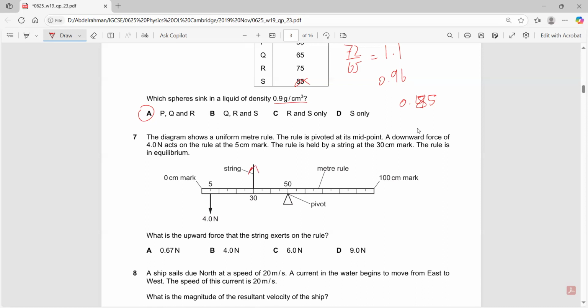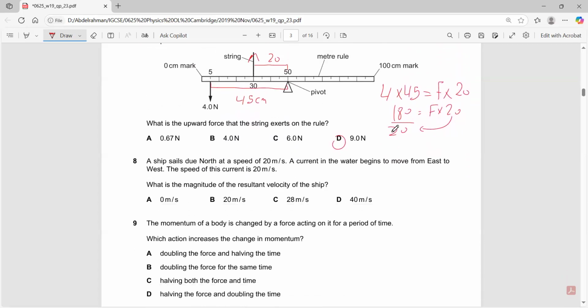So force times distance. You have only 2 forces acting. 4 times the distance to the pivot. What's the distance to the pivot? It is 45 centimeters. Equals force times distance. What is this distance? It's 20. 4 times 45 is 180. 180 divided by 20. This is 9 newtons.